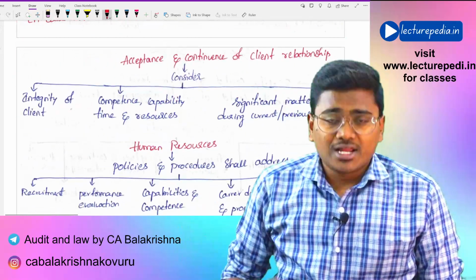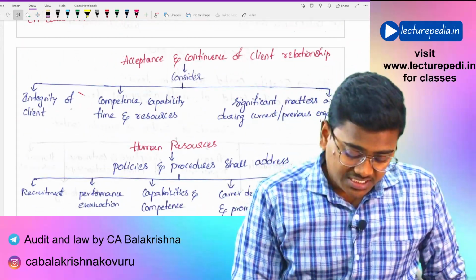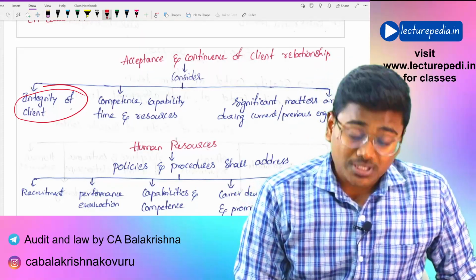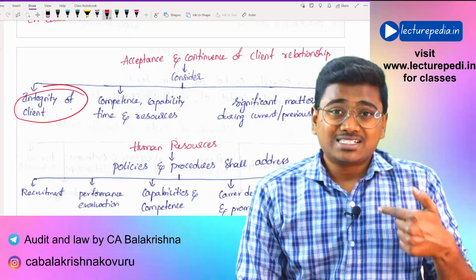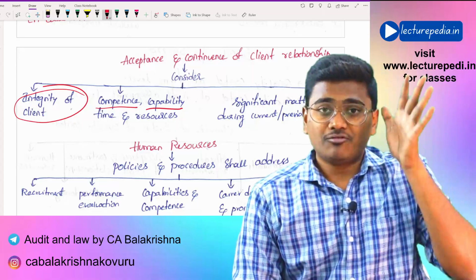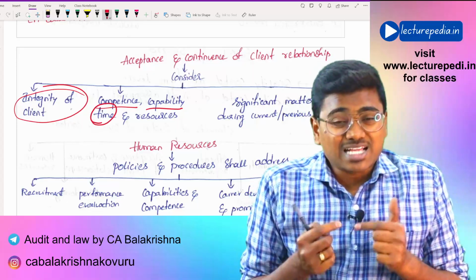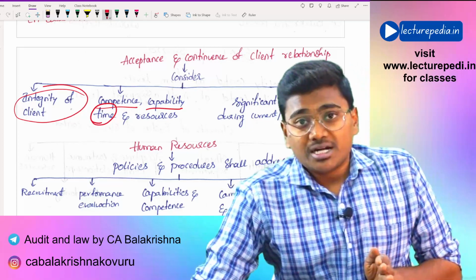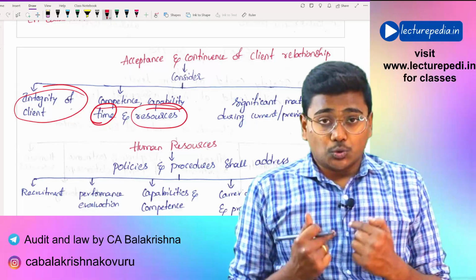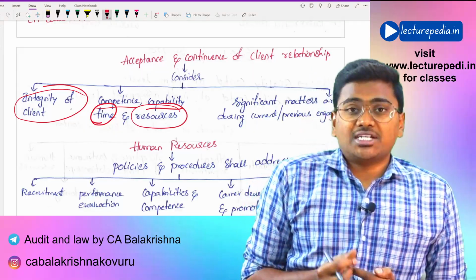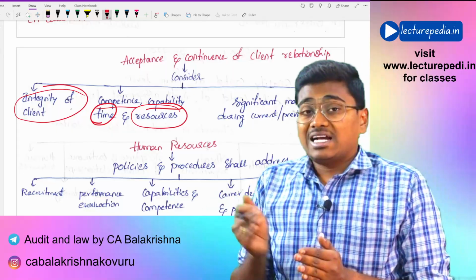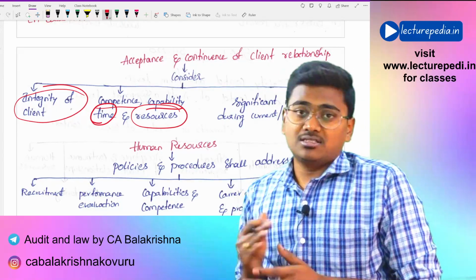Basically, while accepting the client, you should check the integrity of the client, and you should also check whether your own audit staff is competent enough to perform the work, whether they are capable enough to perform the work, and whether the time that is available is sufficient to complete the work that has been allotted to you, and whether the resources that are available with the audit firm are sufficient to complete that assignment. This has to be checked before accepting the new engagement or continuing the existing engagement.